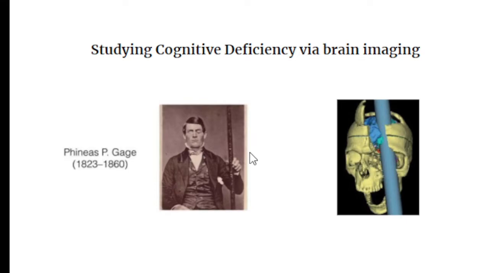And then later, when the brain imaging techniques were developed, the researchers reconstructed the structure of his skull and brain, and this whole system was developed on a 3D machine. And then they saw how the frontal lobe was damaged due to the rod, and how other parts of the brain were also damaged due to the intensity with which the rod went through the skull. So this is an example of how cognitive deficiency can be studied via brain imaging.